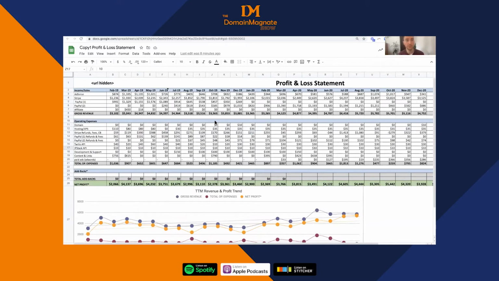And here it is. This is one of our portfolio businesses, and you can see the URL is hidden so that we can preserve the privacy. And so let's dive into it and see what we can see. First of all, we are looking at the revenue sources. And you see that we have AdSense, Stripe, PayPal 1, PayPal 2, and some affiliate income. We also have the different operating expenses, the domain registration, which is like $10 per year, the hosting bill, which is about $35 recently, and then we have the Stripe refund fees, and PayPal fees and some APIs, some development, and also content and links and paid ads.